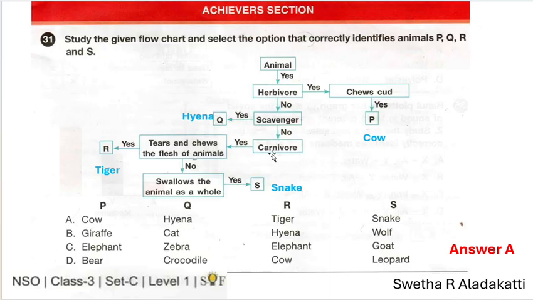R. Carnivore tears and chews the flesh of other animals. So out of the given options, tiger is a carnivore, hyena is a scavenger, elephant is a herbivore, cow is also a herbivore. Now next, S, swallows animal as a whole. So snake swallows the entire animal as a whole. If it has eaten a rat or something, it swallows it entirely as a whole. So option A.